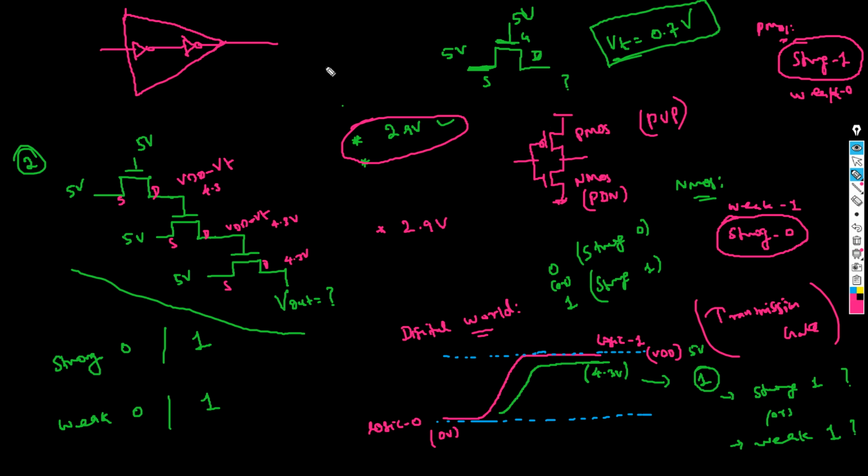If you interchange this PMOS and NMOS, it becomes a smaller buffer. In this buffer you have 4 transistors, whereas in this buffer you have only 2 transistors. Let's say you are working on an area critical design. Which buffer will you try to use? The second one, two transistors.